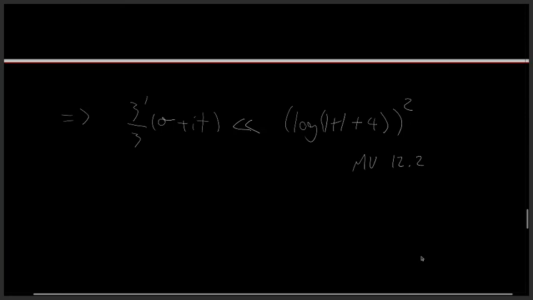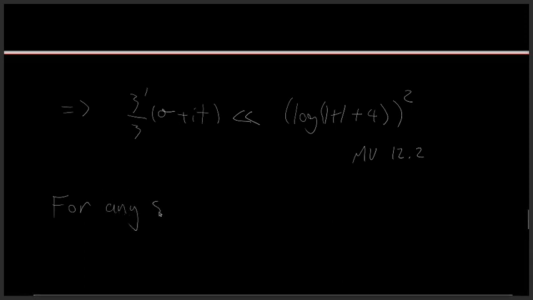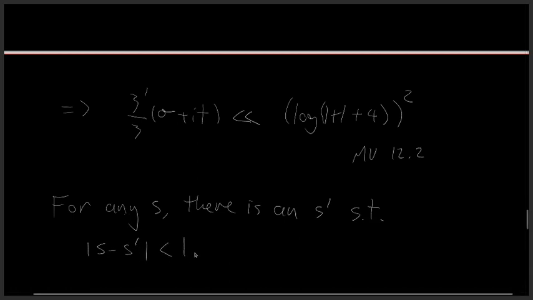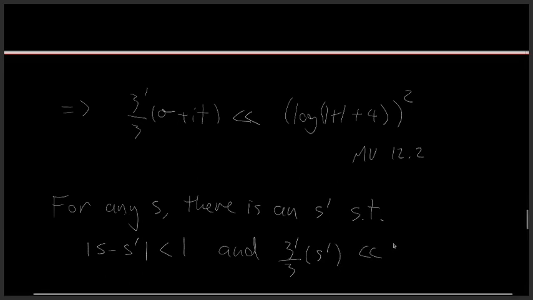And to be more precise, what the statement is that for any s, there is an s prime such that the distance between s and s prime is at most 1, and zeta prime over zeta of s prime is bounded by the log of the imaginary part squared. And that's lemma 12.2.